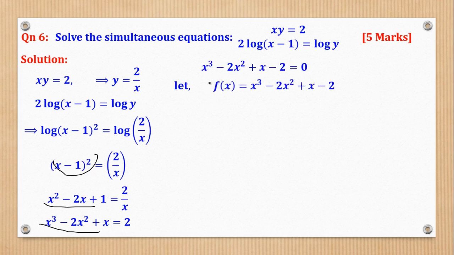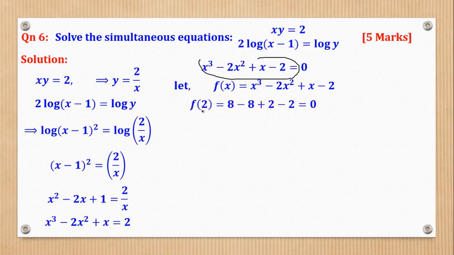Now here I have 2 factorized, but we don't use calculators. What we do, we let f(x) be equal to this expression here. Then from there, if x is equal to 2 and I substitute it where there is x, I realize that I come up with 0. So what does that mean? It means that x minus 2 is a factor.